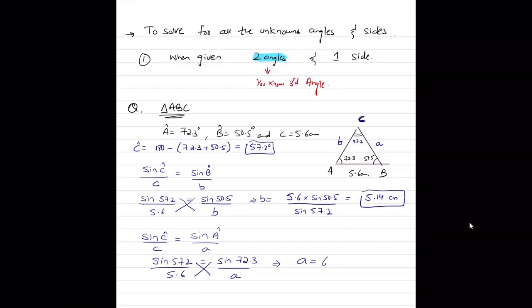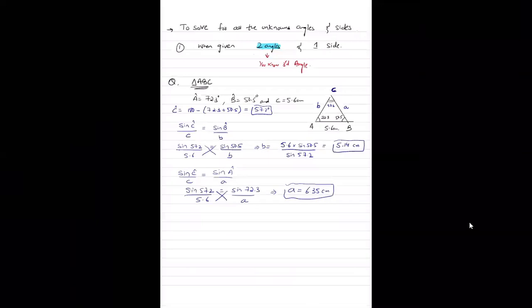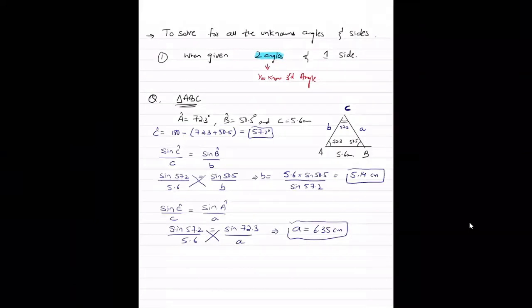6.35. Okay, that's correct. 6.35 centimeter. Yeah, good. So now you understand you could be asked to use the sine rule when two angles and one side are given, and if you were asked to find any other length, you can use this. Okay. Let's move on to the second situation when you could be asked to use sine rule.